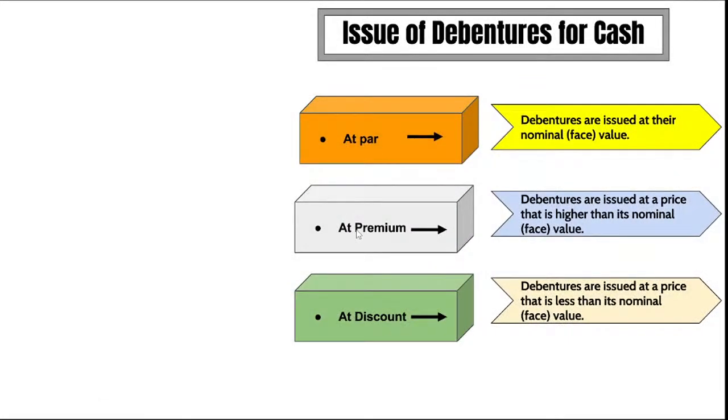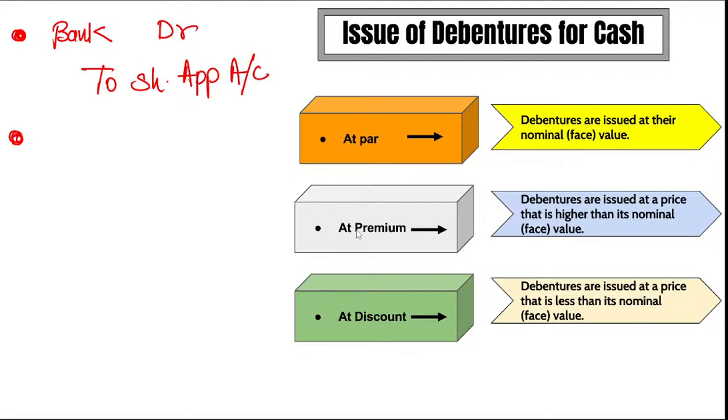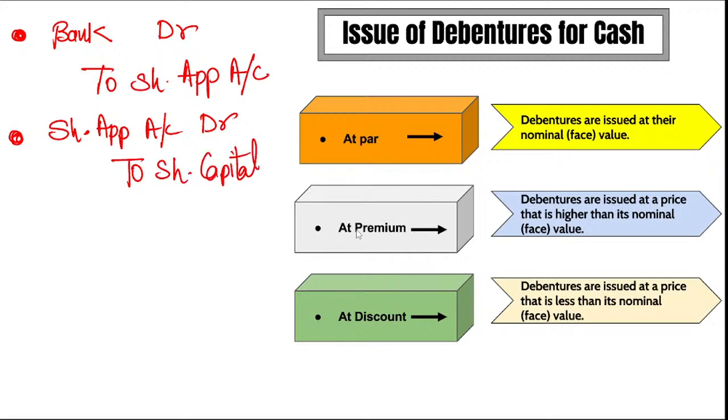Please pay attention now. We have done the shares chapter. Let's recall the entries of shares. First, we will receive application money. The journal entry will be bank account debit to share application account. Then share application will be transferred to share capital: share application account debit to share capital. So these are the two entries for application.